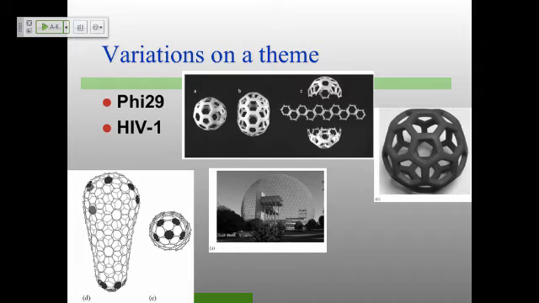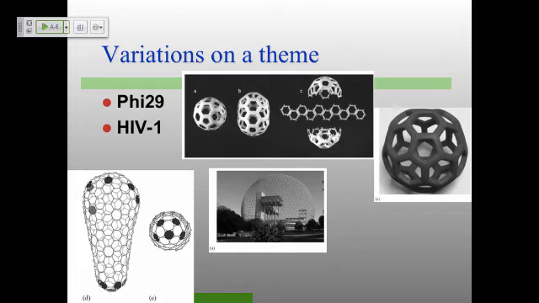There are a couple of variations on this theme which are really interesting. We'll talk a little bit about the Phi 29 virus. It's basically a regular T equals 4 icosahedron where the ends have been popped off, and then another layer of hexagons has been added. This now is no longer quasi-symmetric. It doesn't have icosahedral symmetry. Now it's got a two-fold axis of symmetry here, but you don't have these multiple five-fold axes of symmetry. You don't have 12 five-fold axes of symmetry on it.